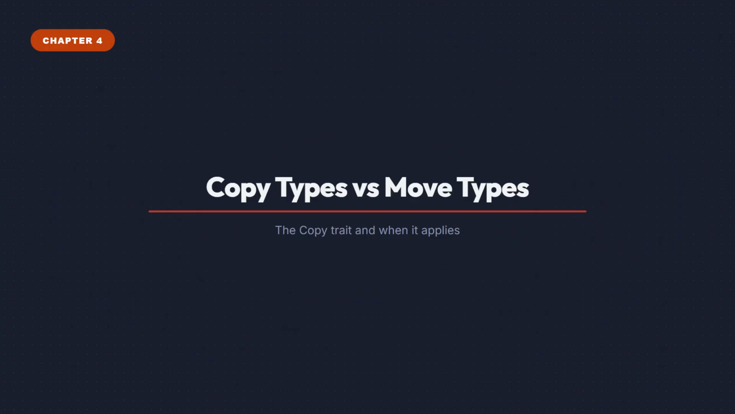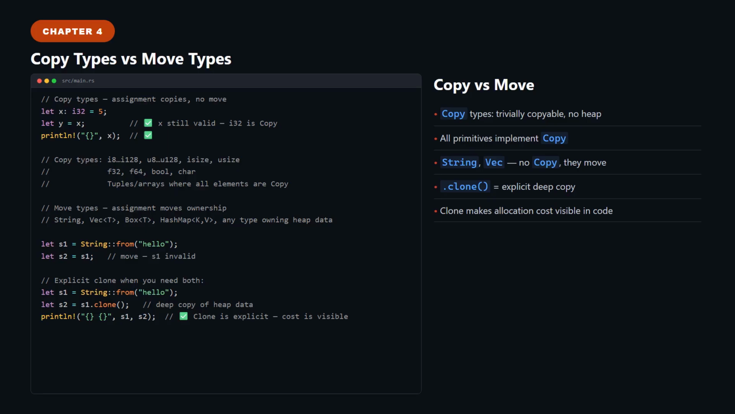Chapter 4. Copy types versus move types. The Copy trait marks types that are trivially copyable by value: integers, floats, booleans, characters, and tuples of Copy types. Assignment copies them. For everything else, String, Vec, Box, assignment moves. The rule: if a type could be expensive to copy, Rust forces you to be explicit by calling .clone(). This makes the allocation cost visible in the code.